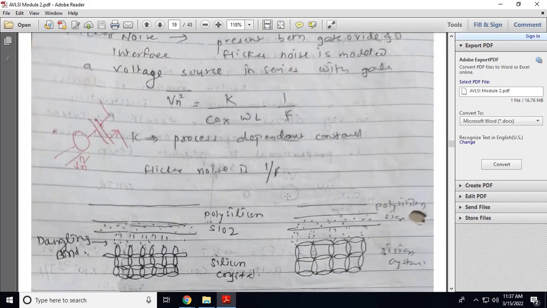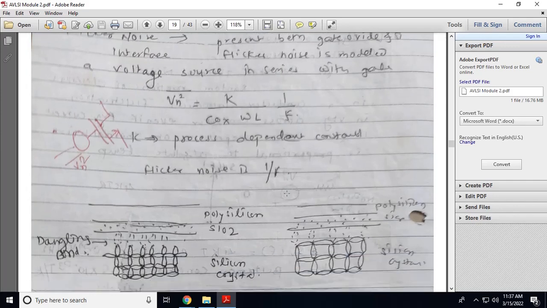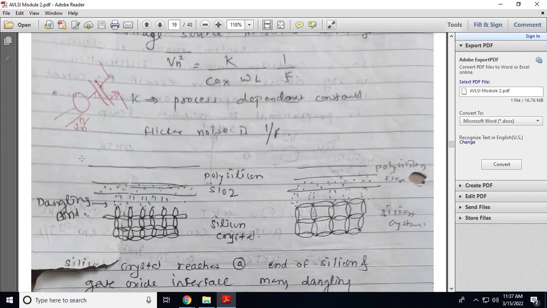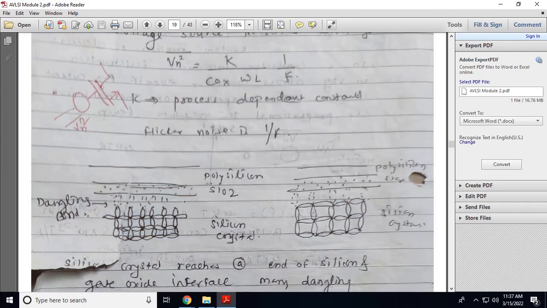Now flicker noise. A transistor exhibits flicker noise. See, this is the structure of the silicon crystal. At the channel there are dangling bonds present. These dangling bonds trap the electrons which are moving through the channel. The trapped electrons are released after some time, so it gives an extra energy state, which is called flicker noise.